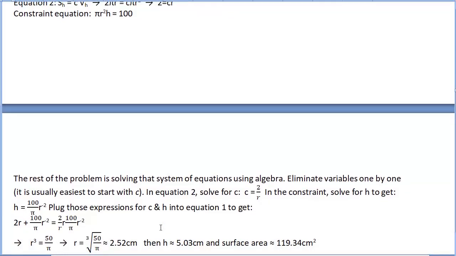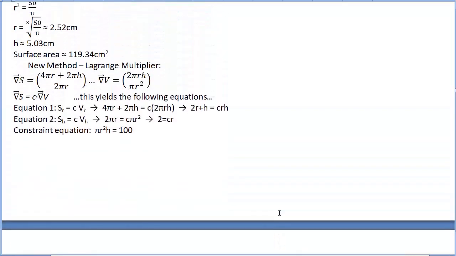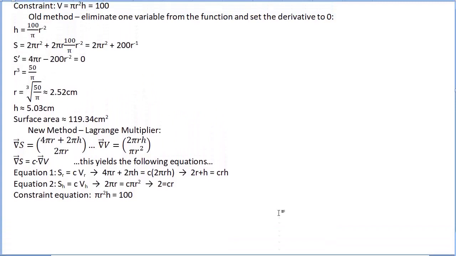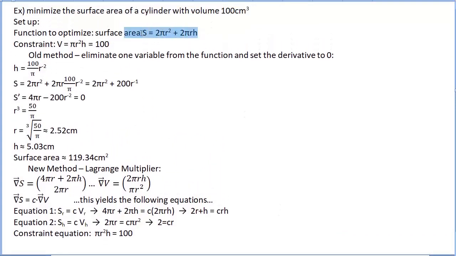So shuffling stuff around, we get that r cubed equals 50 over pi, then you just take the cube root, and r equals the cube root of 50 over pi, which is approximately 2.52. And from that, we take the equation for h, and we get that h is about 5.03 centimeters. And finally, we figure out what the surface area S was using the original formula for the surface area. Plugging in for r and h, you get approximately 119, and that's square centimeters.